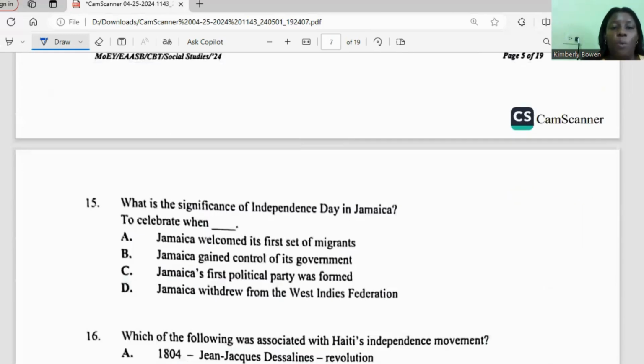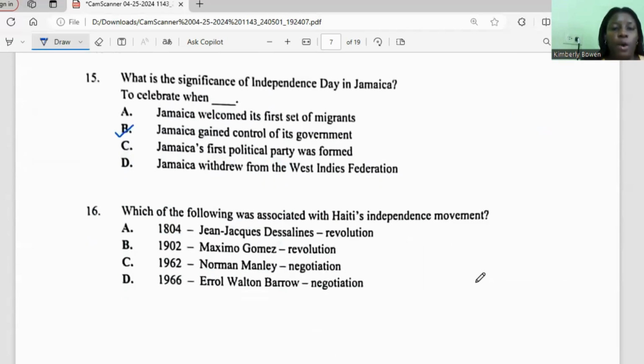Number 15, what is the significance of Independence Day in Jamaica? To celebrate when Jamaica welcomed its first set of migrants, to celebrate when Jamaica gained control of its government, to celebrate when Jamaica's first political party was formed, to celebrate when Jamaica withdrew from the West Indies Federation. And it's to celebrate when Jamaica gained control over its government.